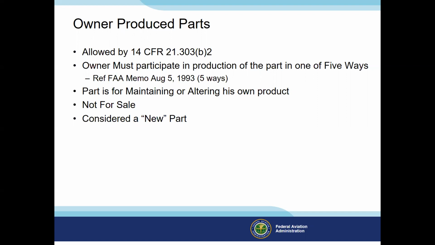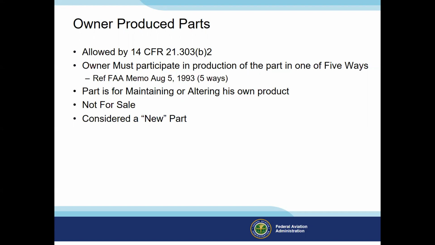Number 2, the owner provides the manufacturer of the part with the materials. Number 3, the owner provides the manufacturer with fabrication processes or assembly methods. Number 4, the owner provides the manufacturer of the part with quality control procedures. And number 5, the owner personally supervises the manufacturer of the new part.